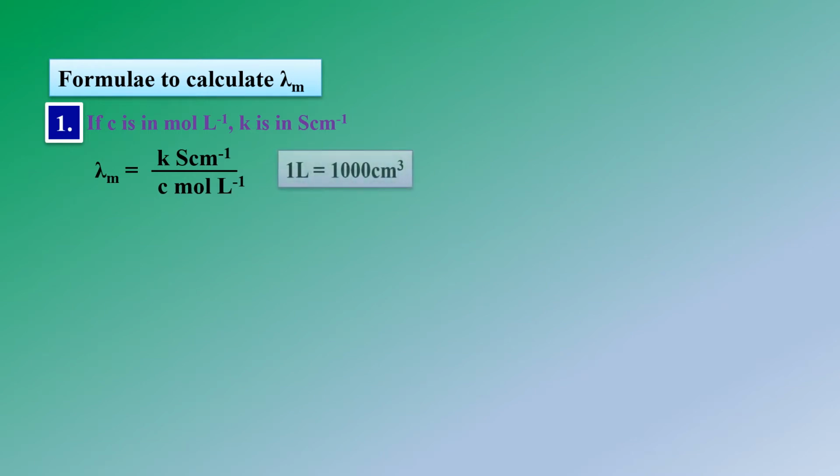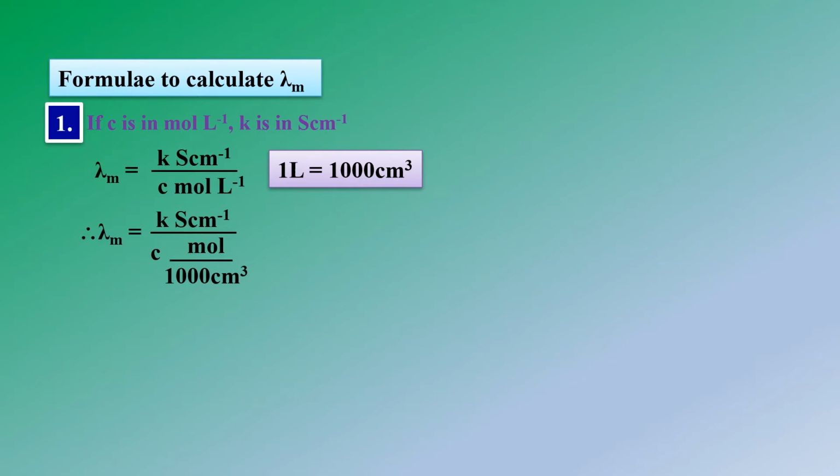Let us consider some of the formulas to calculate lambda m depending upon the units. First one, if C is in moles per liter and K is in Siemens per centimeter. We know that lambda m is equal to K by C. K unit is Siemens per centimeter and C unit is moles per liter. We know that 1 liter is equal to 1000 cm cube. Put this value in the equation. Lambda m is equal to K Siemens per centimeter divided by C moles per liter. So 1 liter is equal to 1000 cm cube, and that value is substituted here.